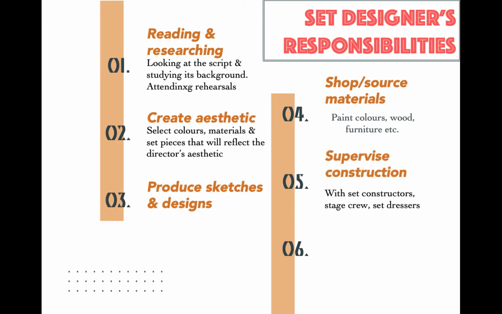They will also, as I said, supervise the construction of the set itself to make sure that it's coming along properly. And they will work within the budget. So the producer will say, okay, for this play, we have $1,000. So our set budget is going to be $300. So the set designer has to make sure that they don't come with a set that's going to cost $4,000. Because if you only have $300, you can't make your money multiply, right?